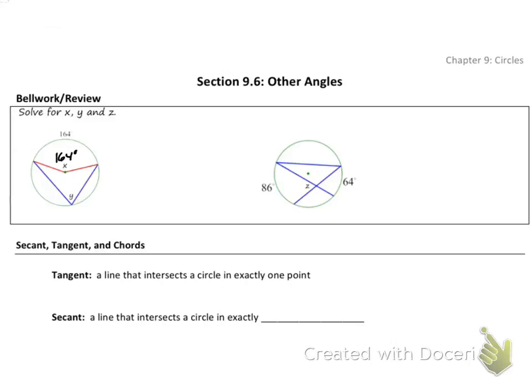Well, my hint to you was, this has to be wider than that guy. So this guy must be smaller. How much smaller is y? It's half as big. So we're going to do half. So y is going to be 82 degrees, because that's half of that 164.